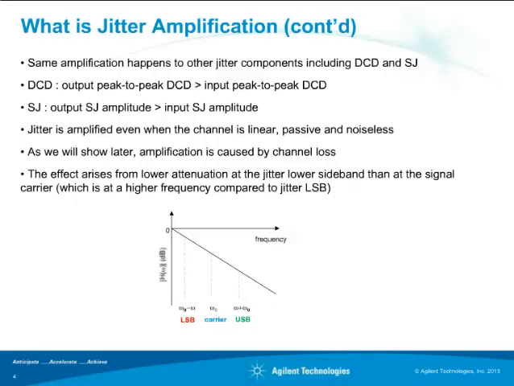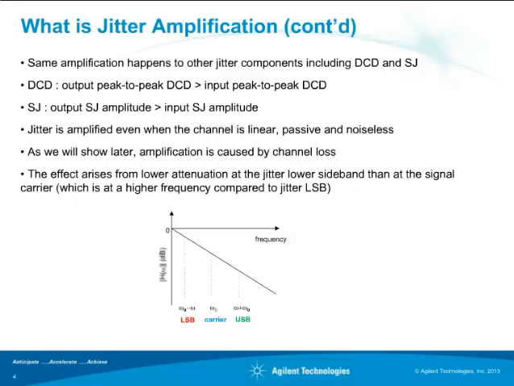A similar amplification effect can occur with other types of jitter. In the DCD case, amplification means the output peak-to-peak DCD is bigger than the input peak-to-peak DCD. For the SJ case, sinusoidal jitter, amplification means the output SJ amplitude is bigger than the input SJ amplitude.